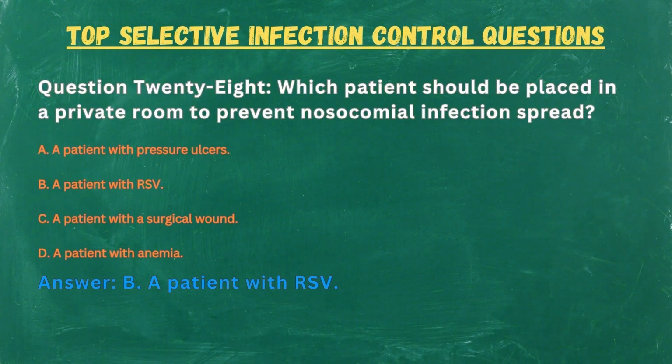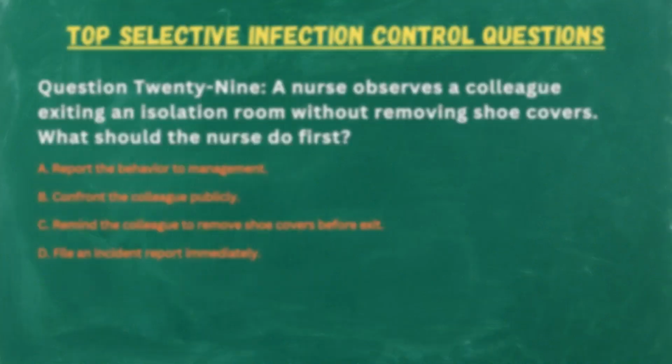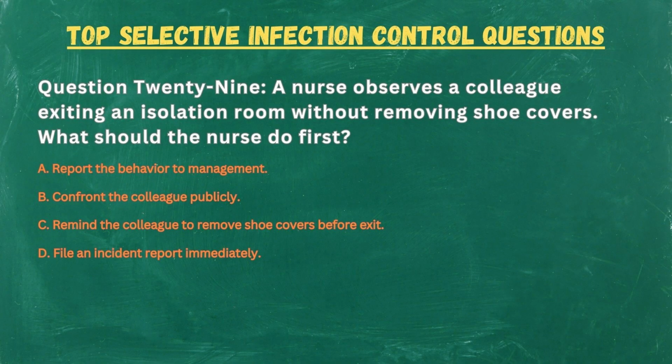Answer: B. A patient with RSV. Question 29. A nurse observes a colleague exiting an isolation room without removing shoe covers. What should the nurse do first? A. Report the behavior to management. B. Confront the colleague publicly. C. Remind the colleague to remove shoe covers before exit. D. File an incident report immediately.